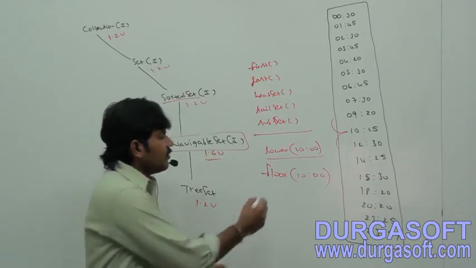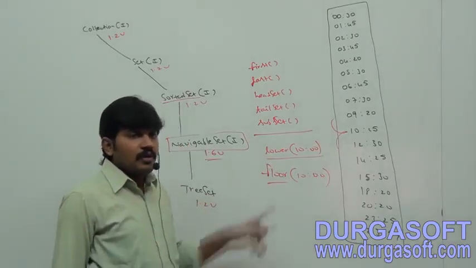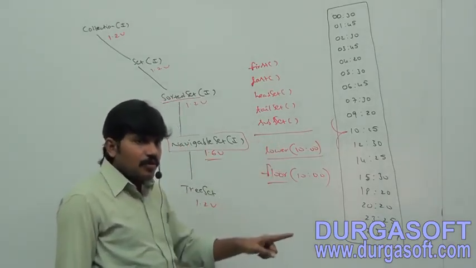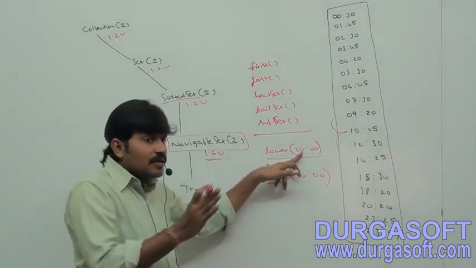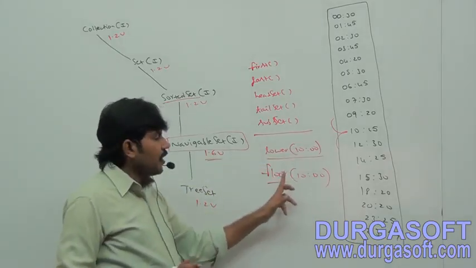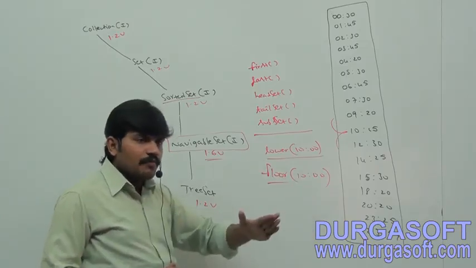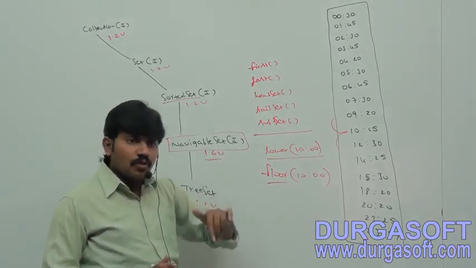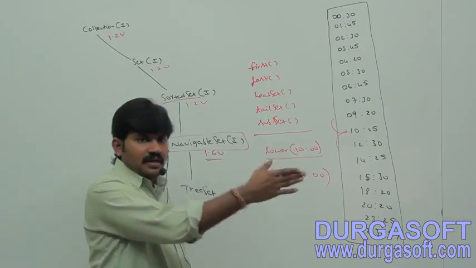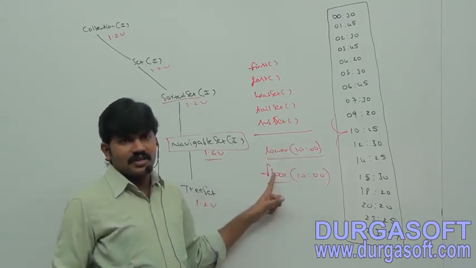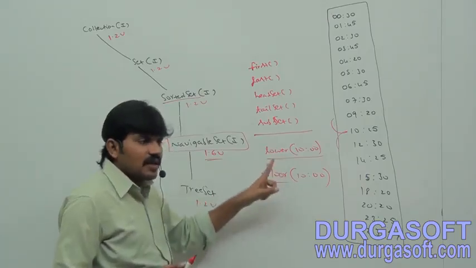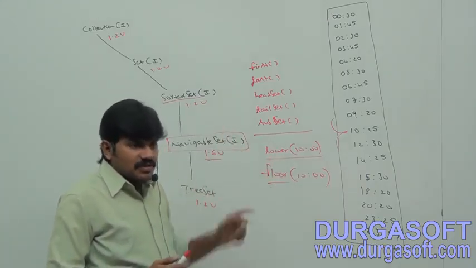Are you getting it? So can you tell what is the difference between lower and floor? The lower method talks about the last flight before 10 o'clock. Before, not before or equal, just before. The floor method is either before or equal, including 10: either 10 or before 10, what is the last flight. That is the floor method. These methods are available in the navigable set.